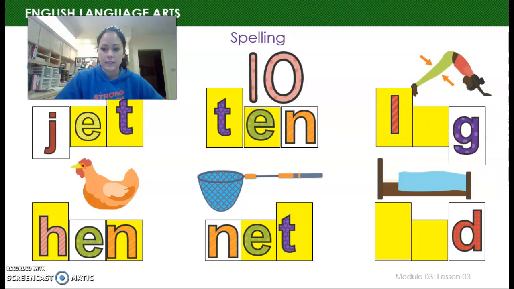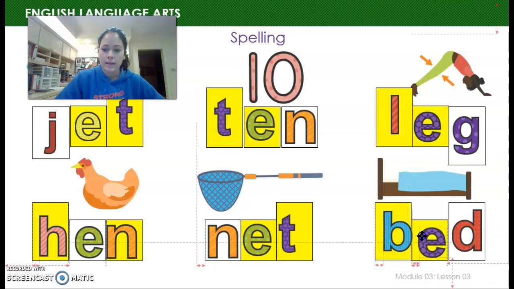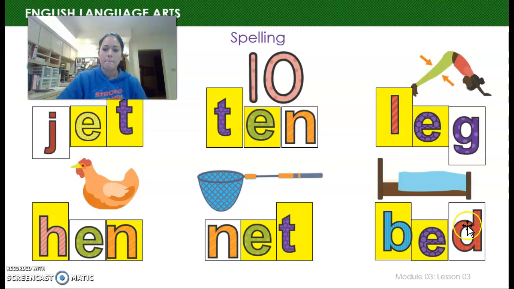L, E. Short E, G. Leg. L-E-G. Okay, last one. Bed. B, b, b. E, d. Check with me. B, e, d. Bed. Good, boys and girls.